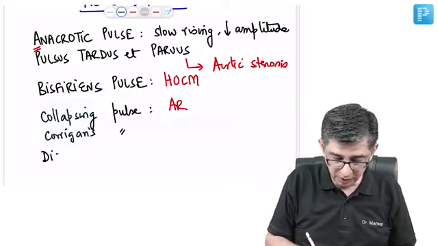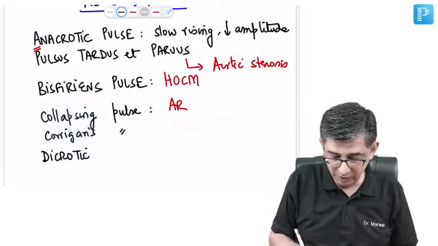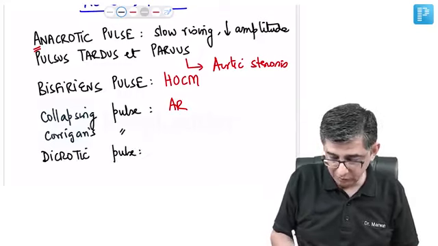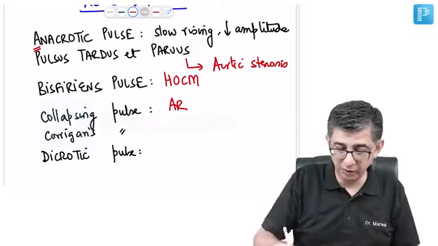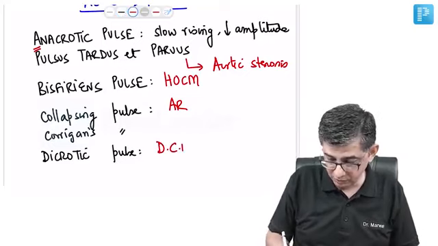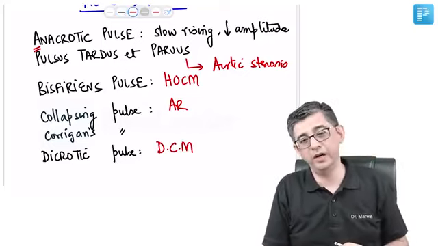Alphabet D is again easier to remember. That would be dicrotic pulse. I had already told you the fact that pulse is palpable only in systole. But if you're going to have a pulse where one component is in the systole, the other component in the diastole, I'm going to call it a dicrotic pulse.